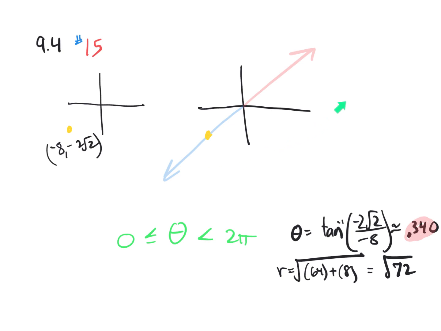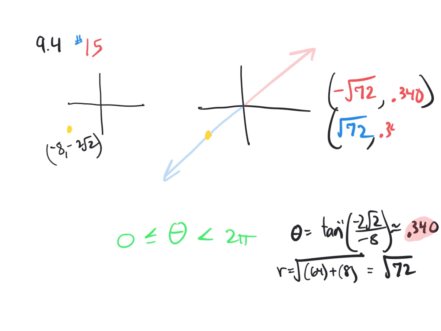Therefore, those polar coordinates would be R theta of a negative square root of 72 when we're pointing in this direction. And the other one will be if we point in the blue direction and move a positive R value. So that would be positive square root of 72, and the angle measure will be 0.340 plus pi.